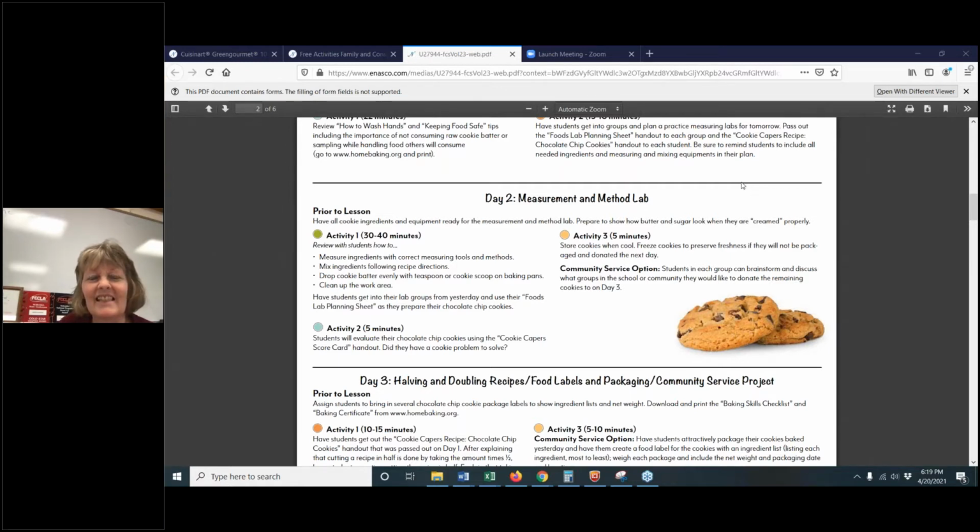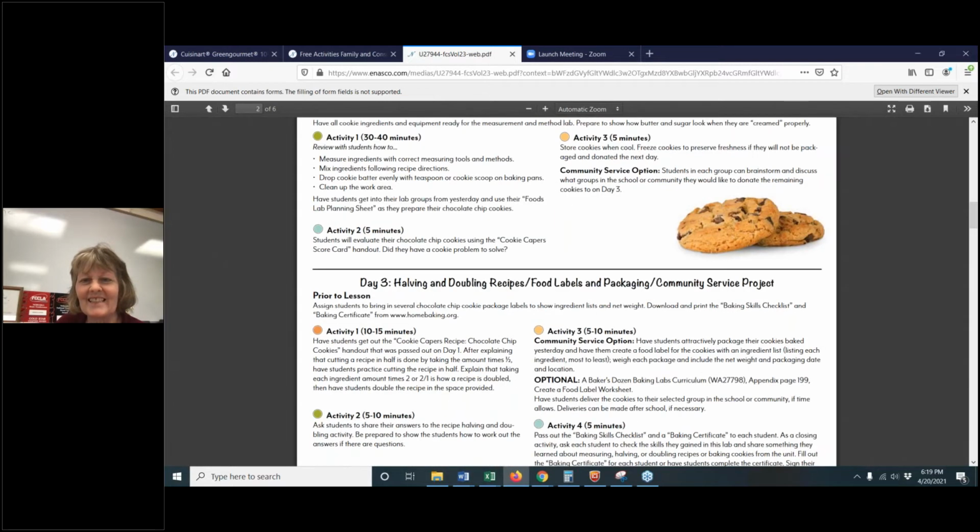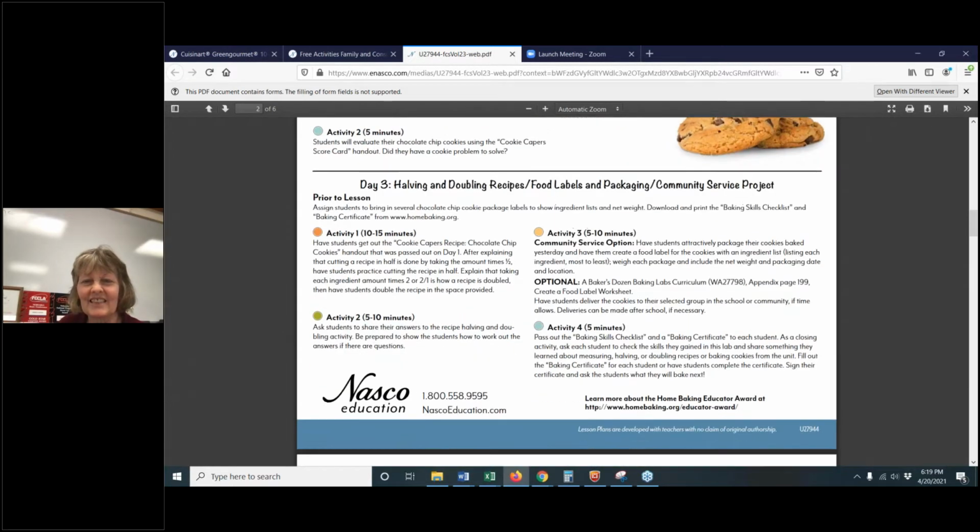Yes, definitely. Then in the third day, at the bottom of the chocolate chip cookie recipe sheet, it asks the students to cut the recipe in half and double the recipe. So I remind students the process. When you're cutting it in half, you're taking everything times 1/2. And when you double it, they need to take the amounts times 2 or 2/1. And then have the students complete the sheet.